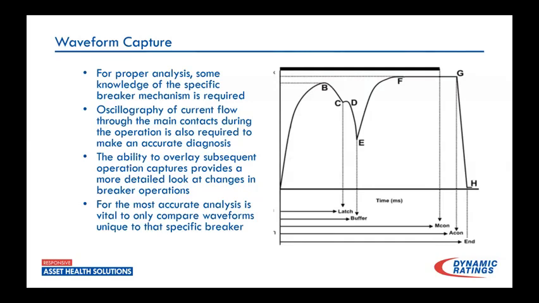And another thing that's really critical, and it's really one of the advantages you'll get from offline test or online testing, and it could be done offline as well, if you're able to bypass and put things on reserve and that type of thing, is the oscillography of the current flow through the main contacts. So if you can get a high-speed capture of that in conjunction with these coil signatures, you're really able to do a pretty accurate, detailed diagnosis of what's going on with this breaker when we do find a problem.